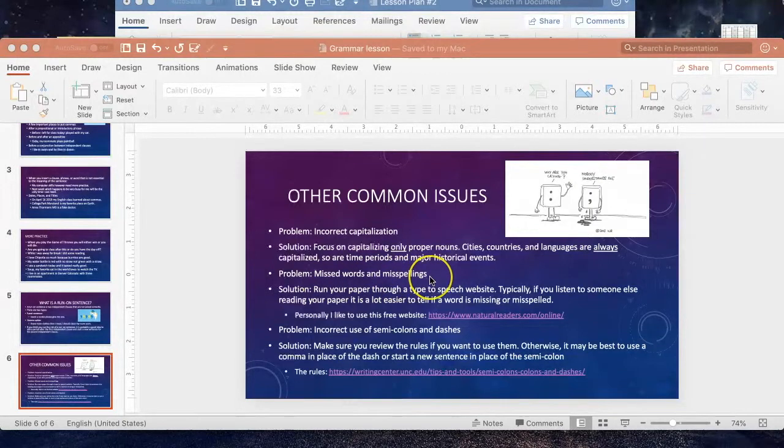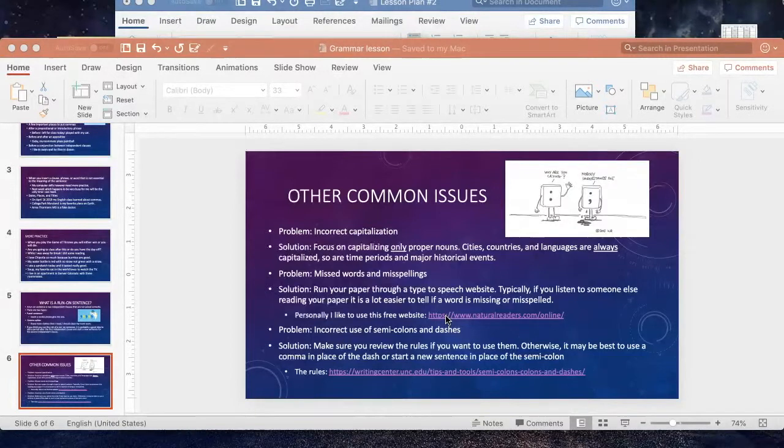He said that miswords and misspellings were often the most common type of grammatical issue that he saw in the final papers. So I gave them a little bit of advice to run their paper through a text-to-speech website. I think it's really important in lesson plans to give a little bit of personal experience, and I feel like including this might be really helpful, because it's super helpful to me to run my paper through a text-to-speech website. And I also gave them the link to the website that I use so that they can use that as well to help their papers.